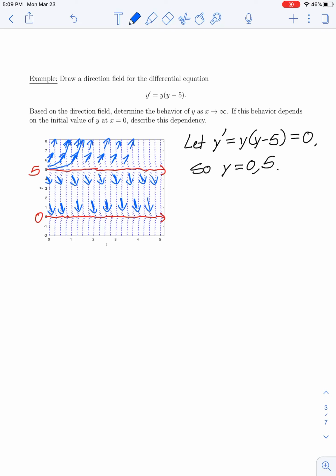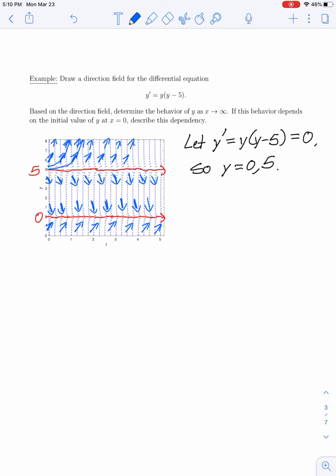And if we were to choose values of y less than our other equilibrium solution of 0, let's say negative 1, y prime would be negative 1 times negative 6, or positive 6. So we start seeing for negative values of y a positive value for y prime.